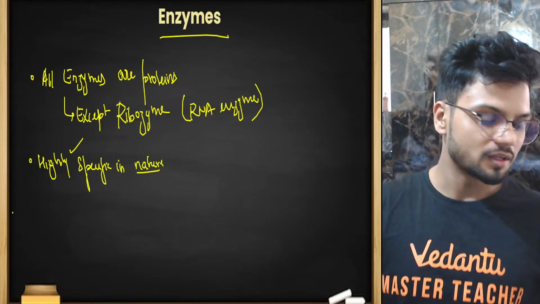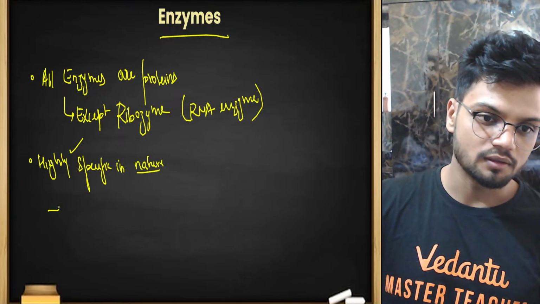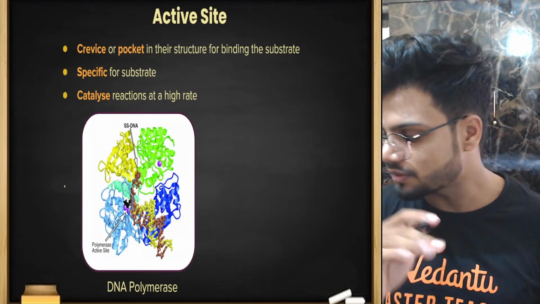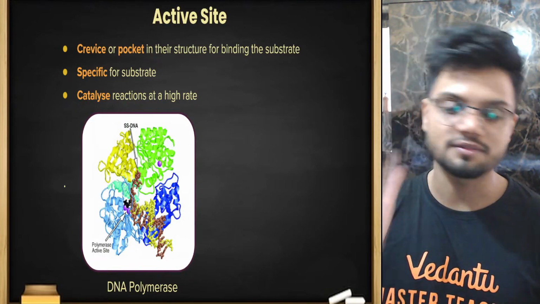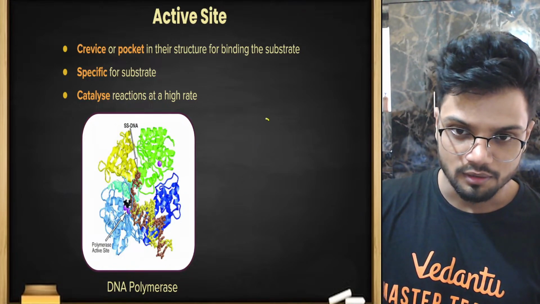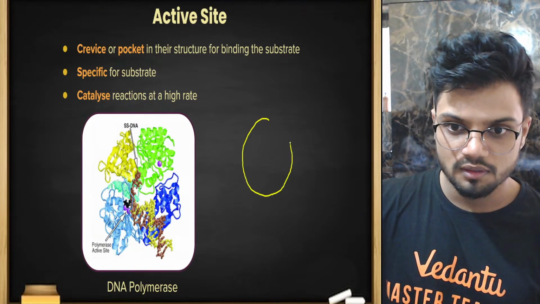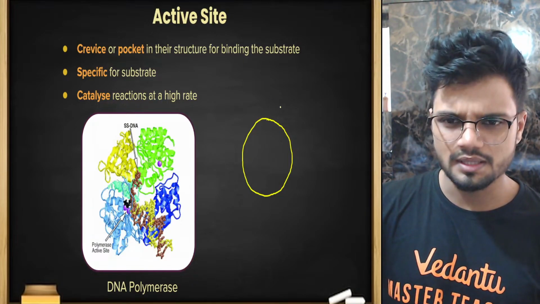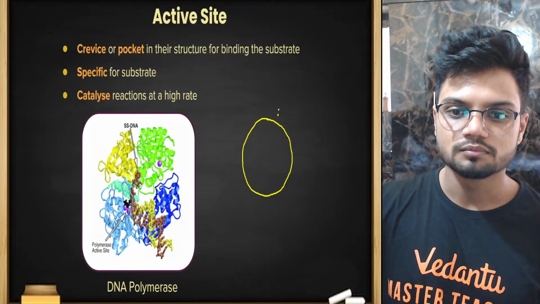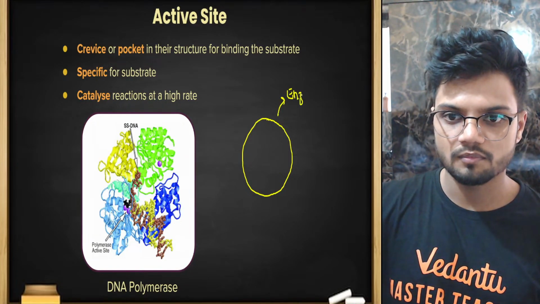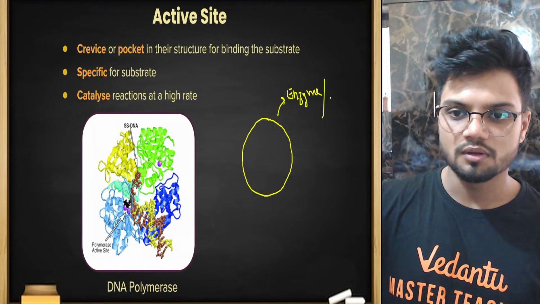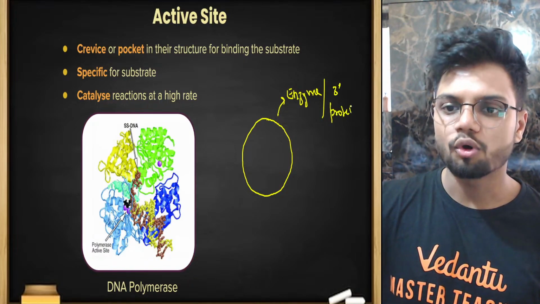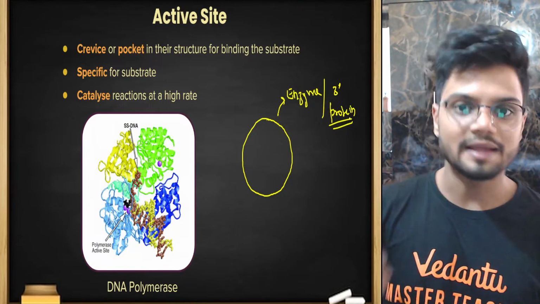Now I'll teach you something called the active site. Very simple concept. Understand what is the meaning of active site. For example, this is the structure of a protein. Let's say I'm taking a quaternary protein. This is an enzyme, or a quaternary structure of a protein. All of you know quaternary structures are biologically active.